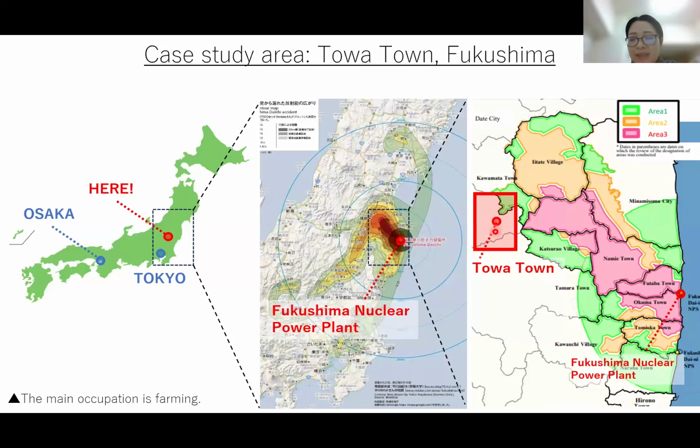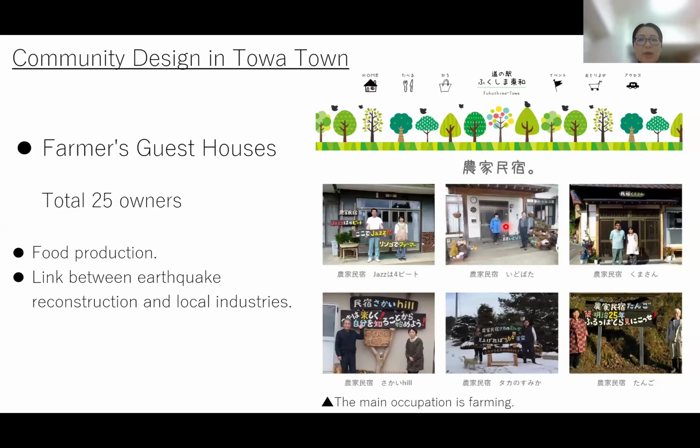The name is Towa Town. What I want to say is that this is not in the contaminated area, but they have a severe stigma image, a bad image. So if they make food, many people don't buy that. So what happened in the Towa area?